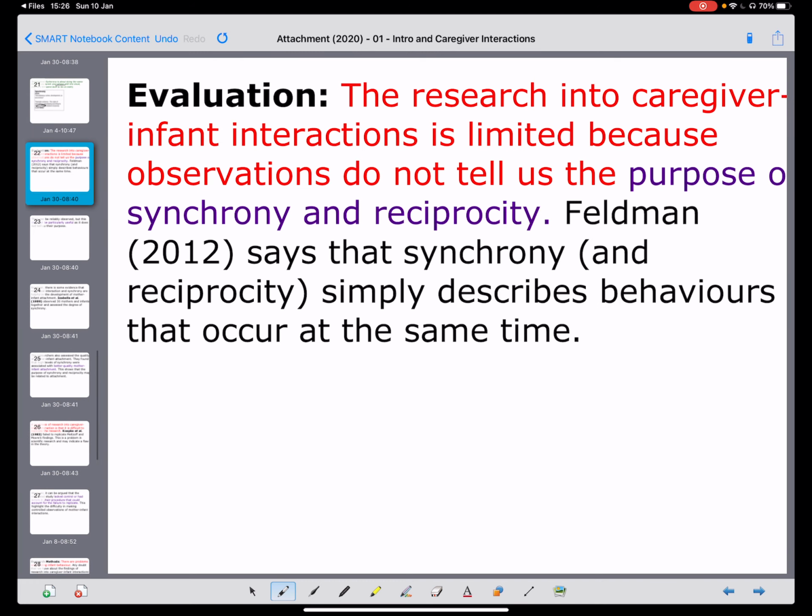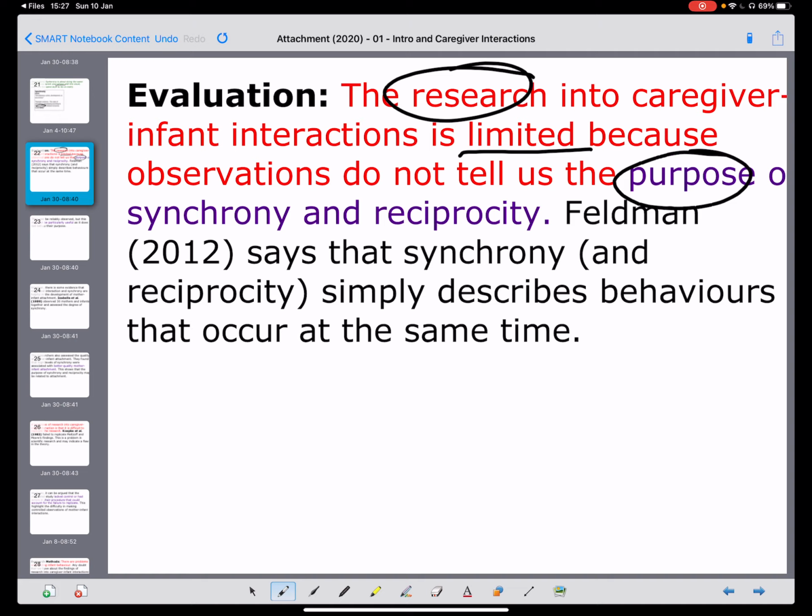I do have some evaluation points, mostly because we haven't had this section before in the specification, and so I would like to think that if we had to write an essay, we could. And I suppose the biggest concern we have about this is that the research is limited. It says here the research is limited because what we can observe is that babies do this, but what we can't observe is the purpose, the reason behind babies doing this.